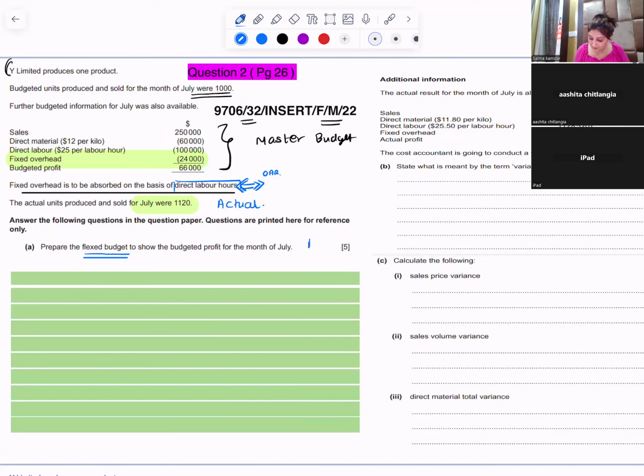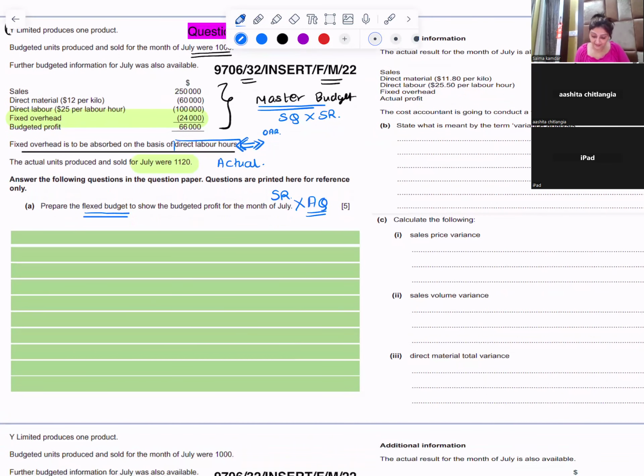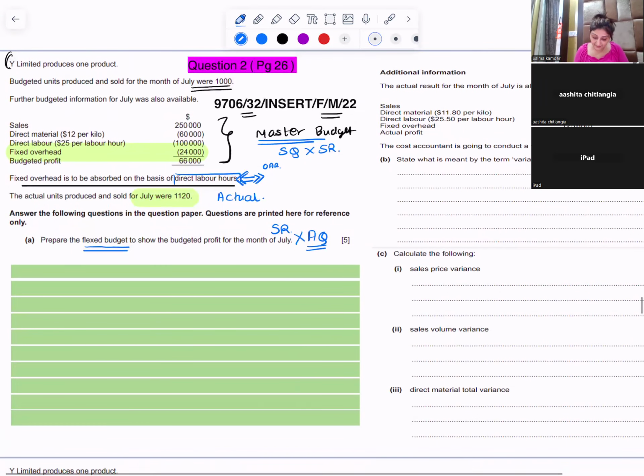Flex budget is made for the actual quantity. Actual quantity is 1120 and you will take the rate as the standard rate. Understand, master budget is standard quantity into standard rate. And flexed budget is actual quantity. You flex the budget to the actual quantity, but you take the standard rate into picture. Are you with me? Okay, fine. Now you have to find out the standard rate.